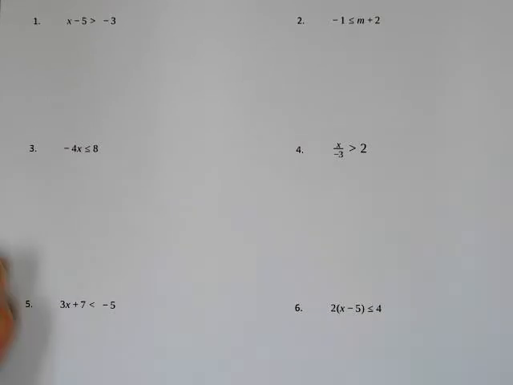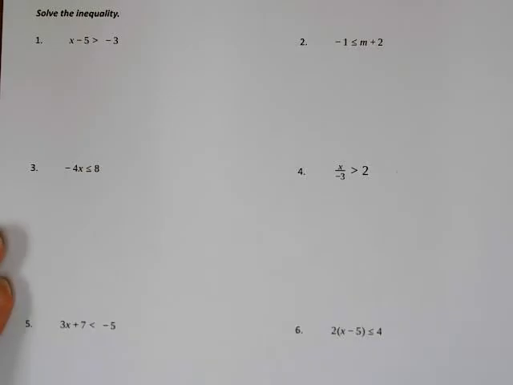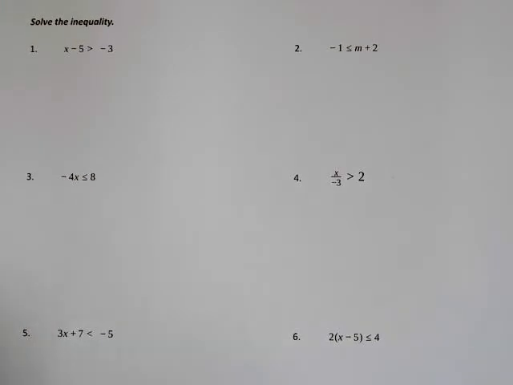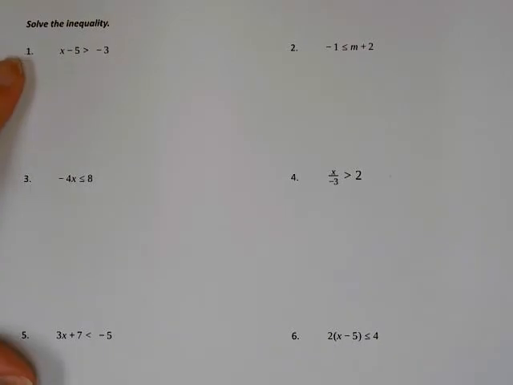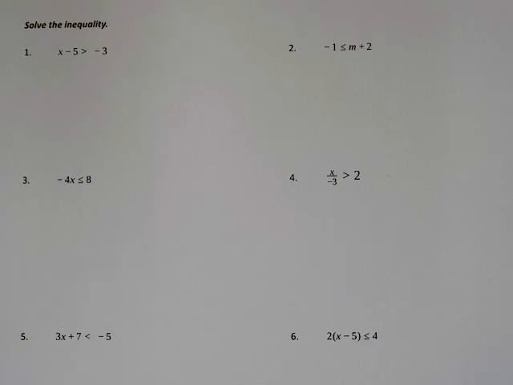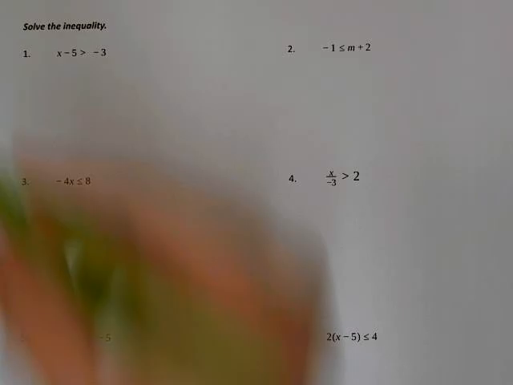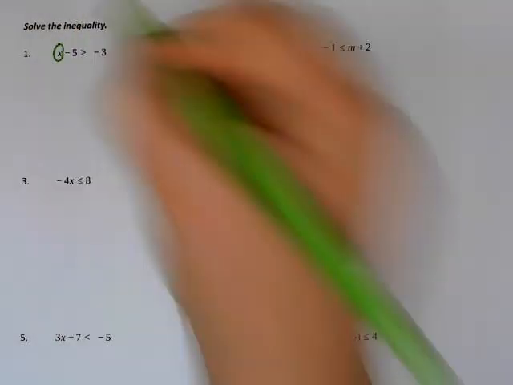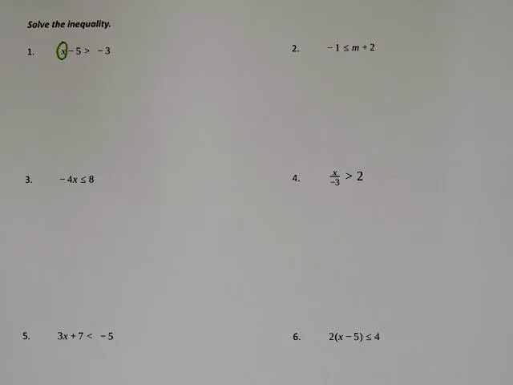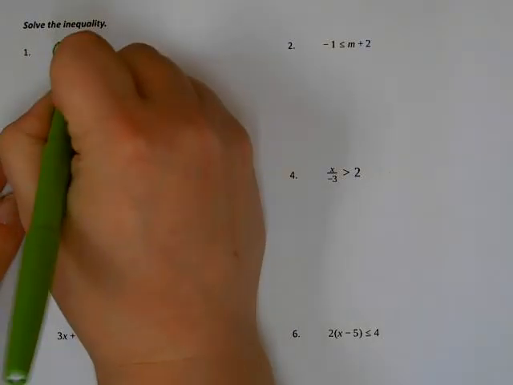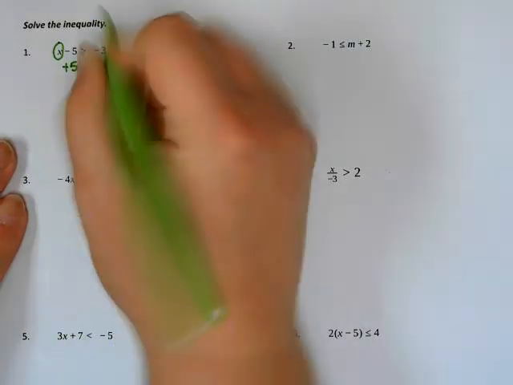All right, so let's go to page 11 and let's just try a couple of solving inequalities, and then you guys are going to do some for the rest of class. All right, let's see. Solving this first inequality. Well, solving means we're trying to get the variable by itself, right? So if this is the variable that I want to get by itself, right now it says x minus 5. That means I need to use the inverse operation. So I'm going to go ahead and add 5 to both sides.